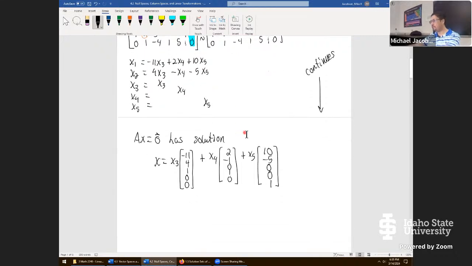Awesome. So if you stopped right here, you've pretty much solved it. This tells you what the null space is. It's all vectors of this form where X3, X4, X5 are in R. But the moment you write this out, that's a linear combination where these can be anything. We're looking at a spanning set, really.